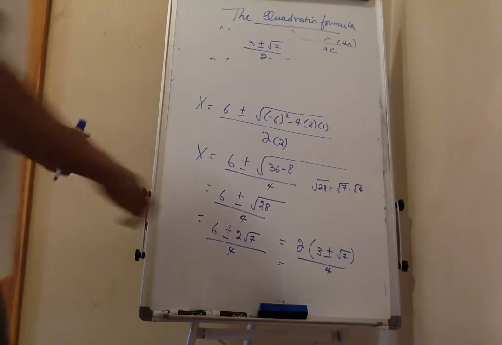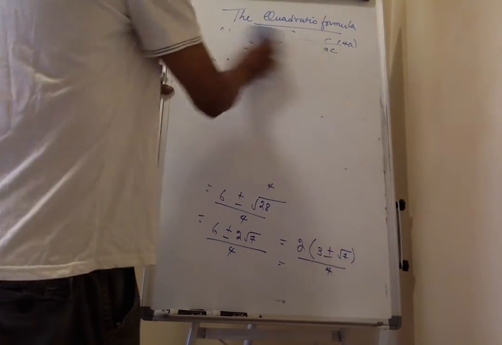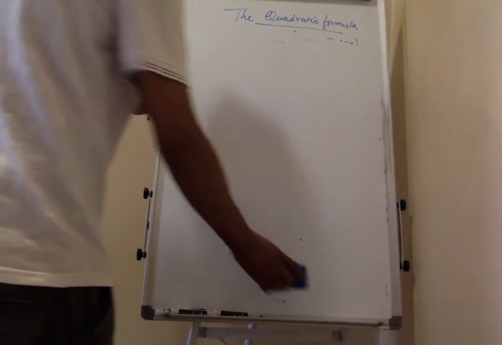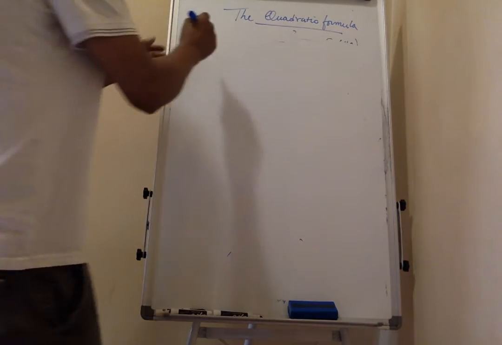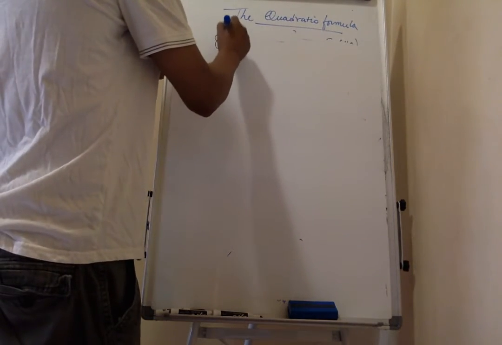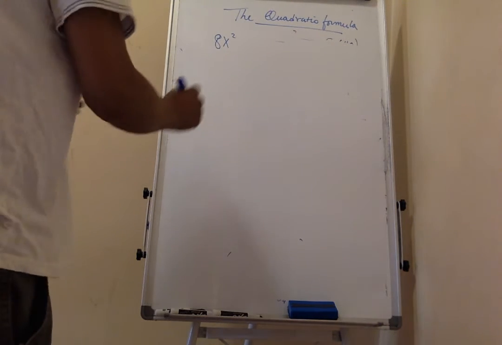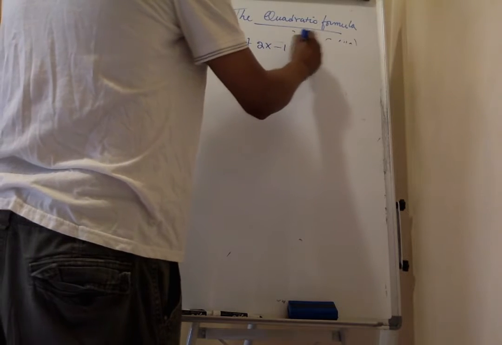Okay? So I'm sure that plugging in is not going to give you any hard time in solving the quadratic formula. Okay, so let me do another one. 8x squared plus 2x minus 1 is equal to 0.